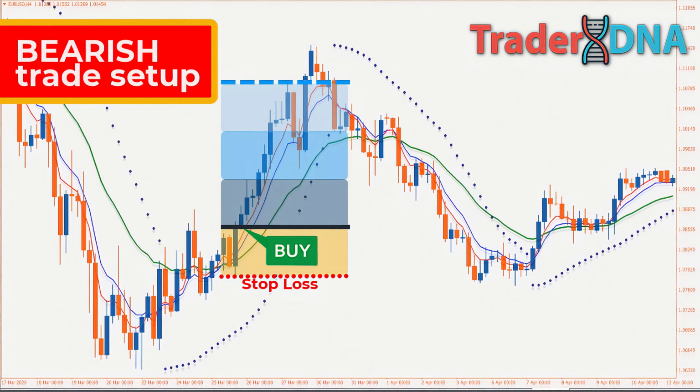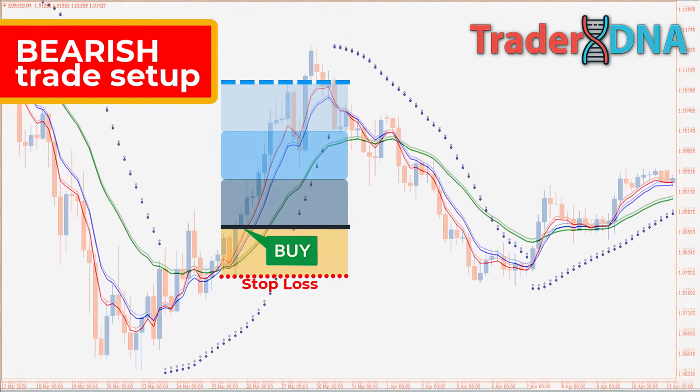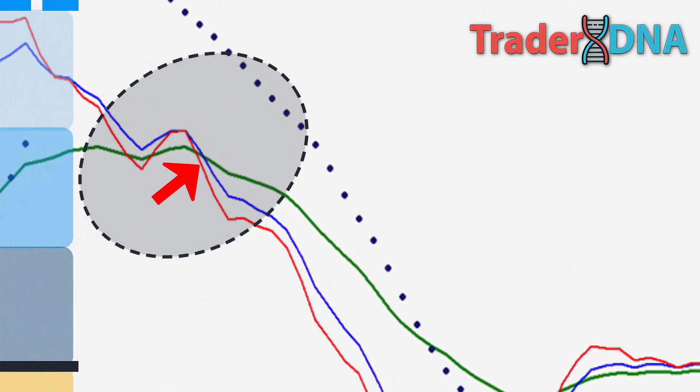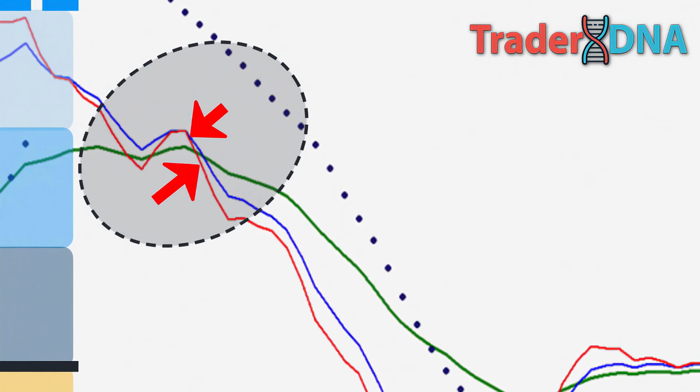Bearish trade setup. Enter sell orders when these conditions are true. First, the red 5 EMA line crosses below the green 13 EMA line and blue 8 EMA line.